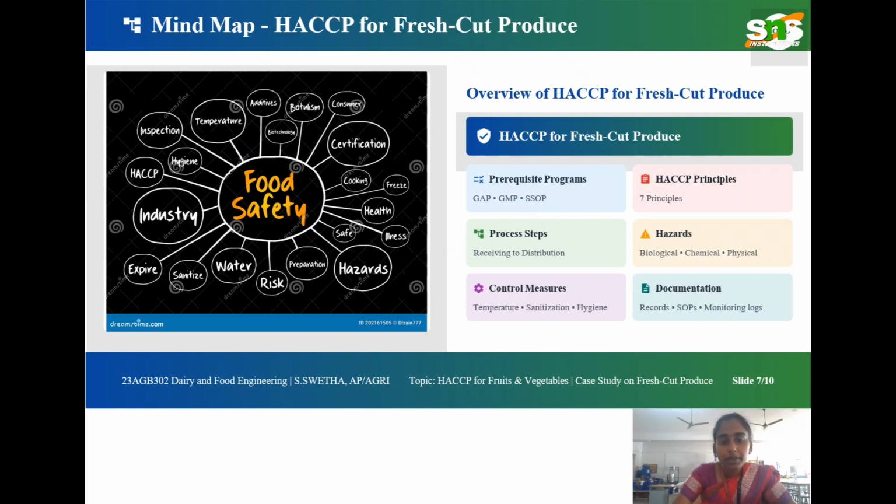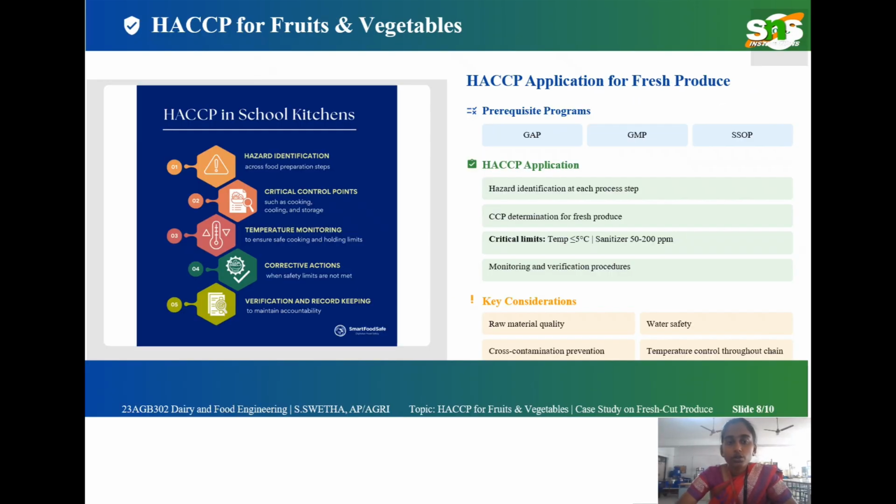So this is a mind map I have attached for your easy understanding of these concepts, like first prerequisite programs such as GAP, GMP, SSOP, and the principles are also there. Hazards, documentation, process steps, and control methods are used. In this slide, I list out some of the applications for fresh produce, like in prerequisite programs.